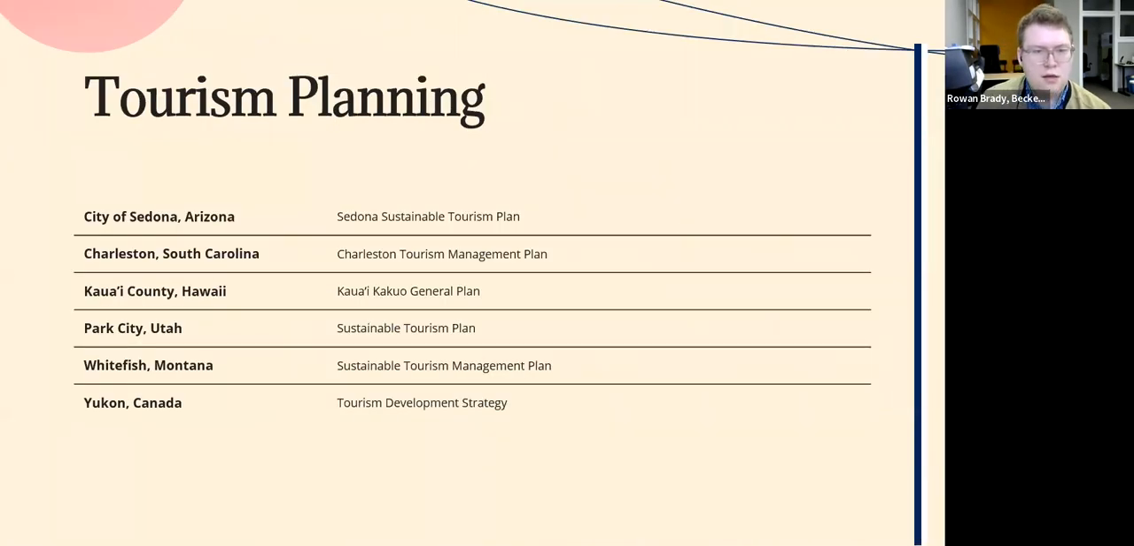And next slide. Next, we would like to highlight six communities in North America that have undertaken some form of tourism planning with a focus on sustainable tourism. Five of these communities are in the United States and one is in Canada. My colleague Sarah will begin the case studies with the city of Sedona in Arizona.